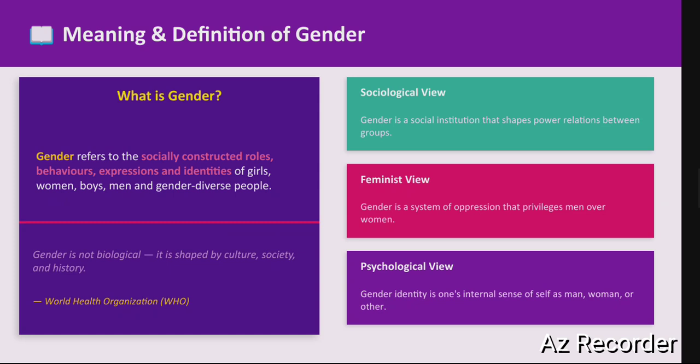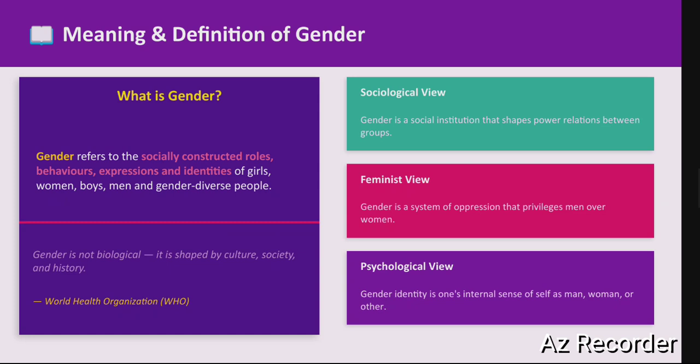What is the sociological view about gender? Gender is a social institution that shapes power relations between groups. What is the feminist view? You know who is a feminist? The one who stands for women, stands for the feminine. So what they say is, gender is a system of oppression that privileges men over women. Psychological view: gender identity is one's internal sense of self as a man, as a woman or other.